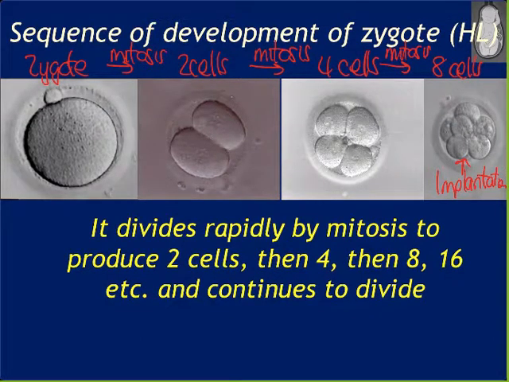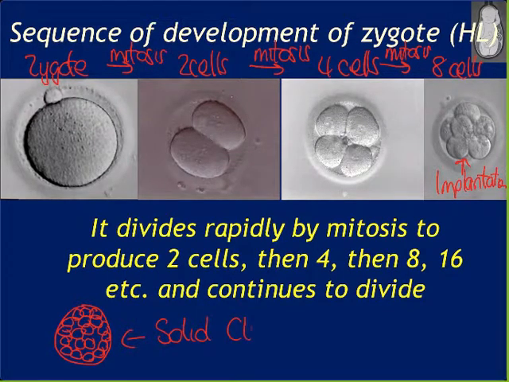So you have your next picture, which has loads and loads of cells in there. So when you get to this solid clump of cells, it has a name. It's called a morula, M-O-R-U-L-A.